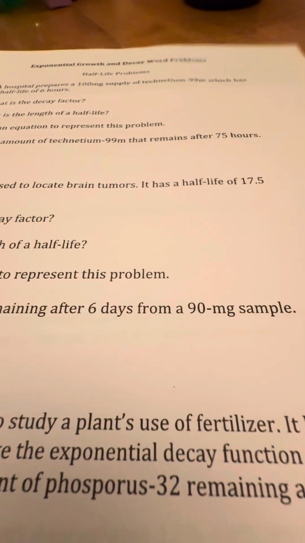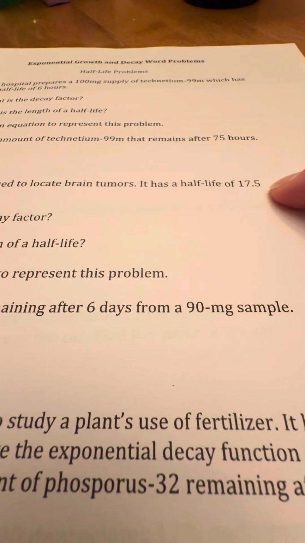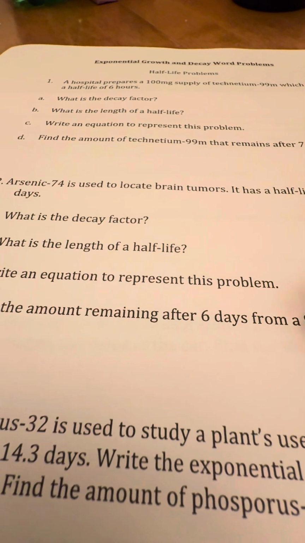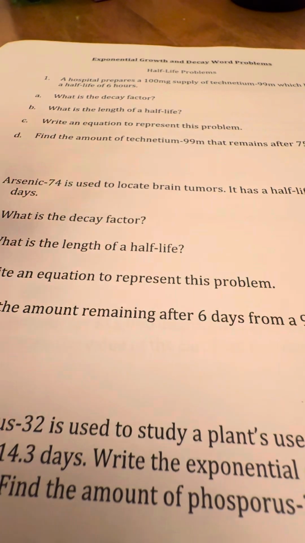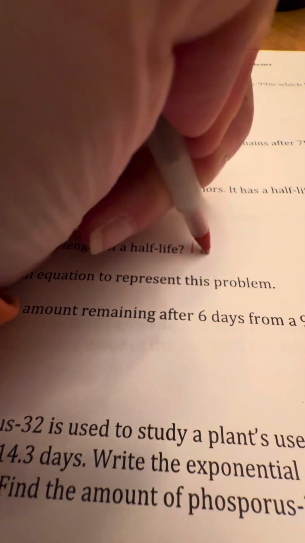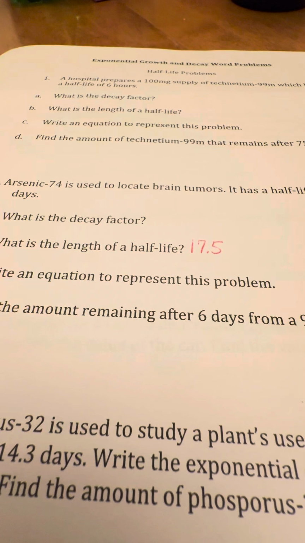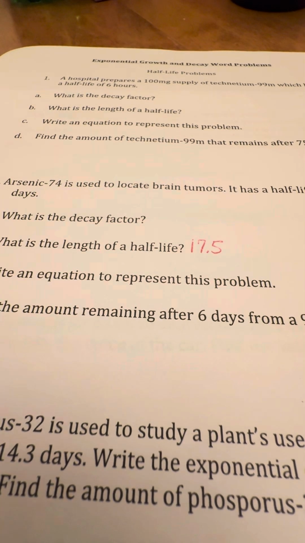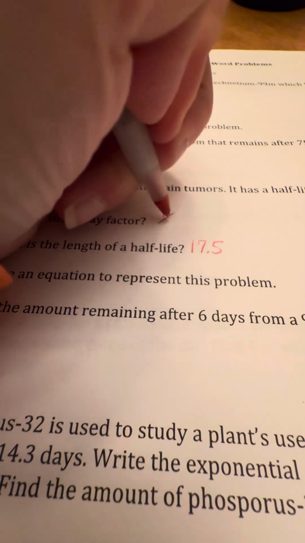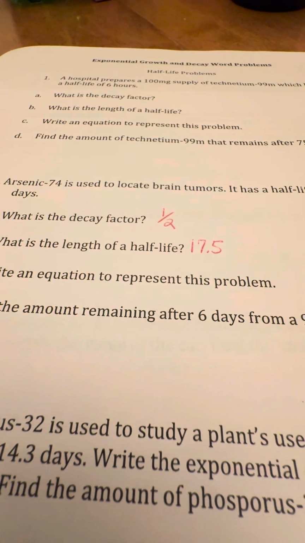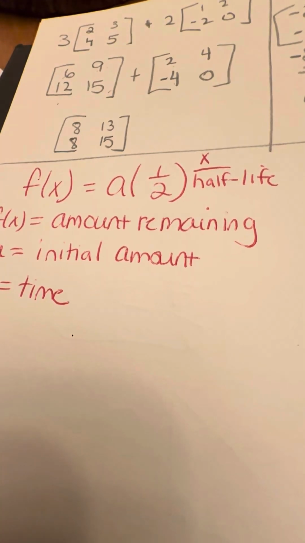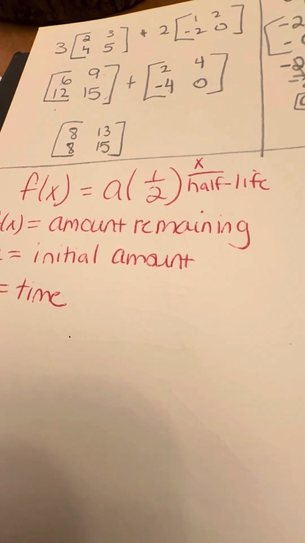We have a half-life here. It tells us our half-life is 17.5 days. So the length of our half-life is 17.5. Now, our decay factor is simply the half. So we always have a half for these because it's a half-life. And then we're going to look at our equation, how we would write it. Again, we're just plugging the pieces of information we're given into this equation.